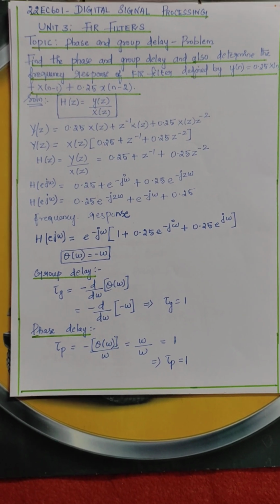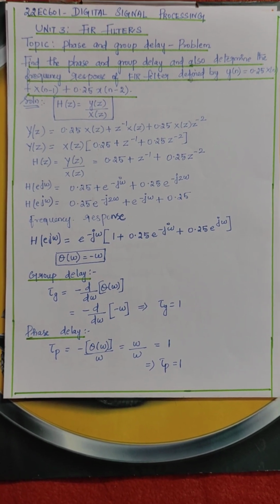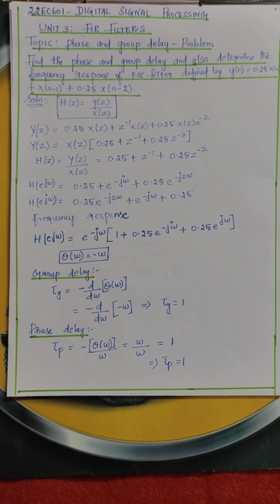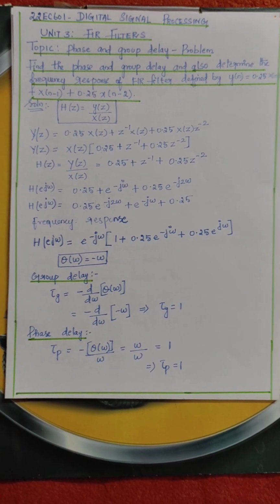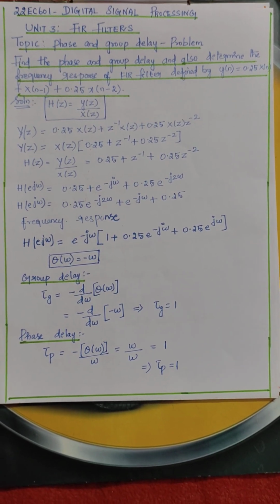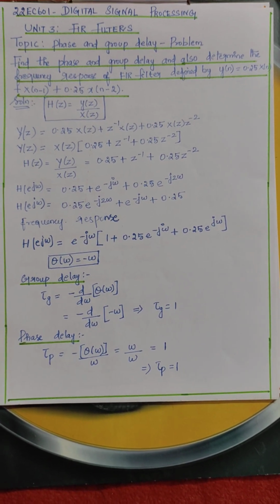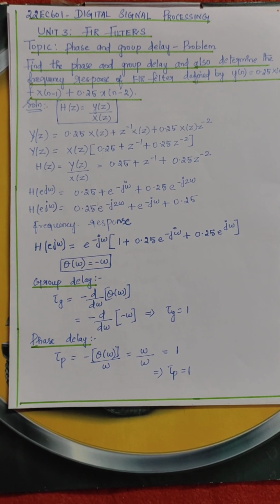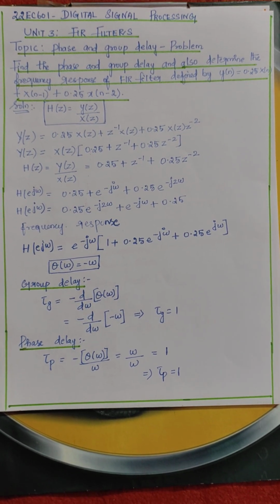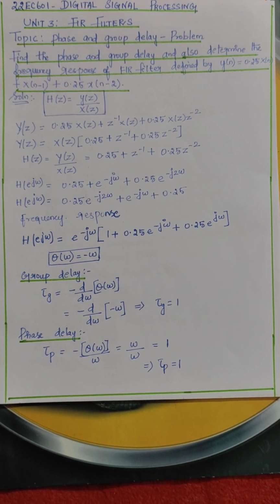Solution. First find the transfer function H of z. H of z is equal to Y of z by X of z. For the given question, apply the z transform. y of n becomes Y of z. Y of z is equal to 0.25 X of z plus z inverse X of z plus 0.25 z power minus 2 X of z.